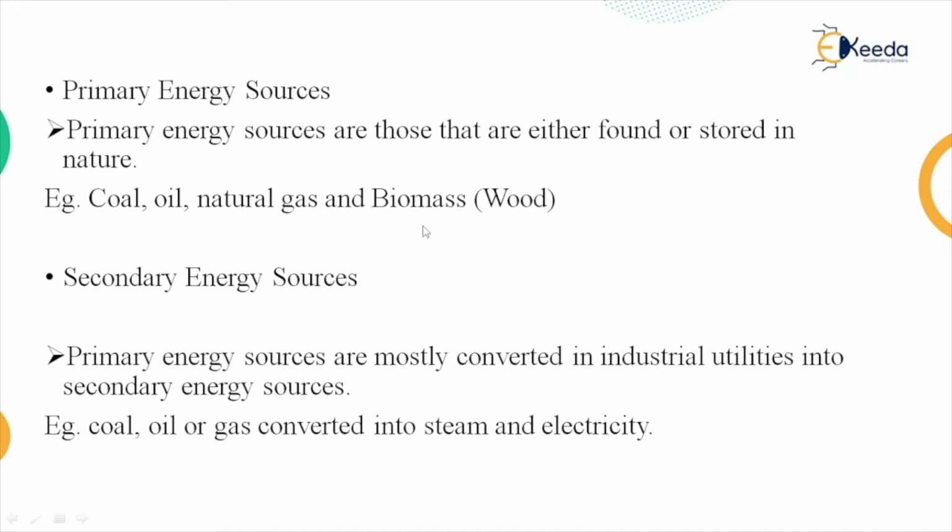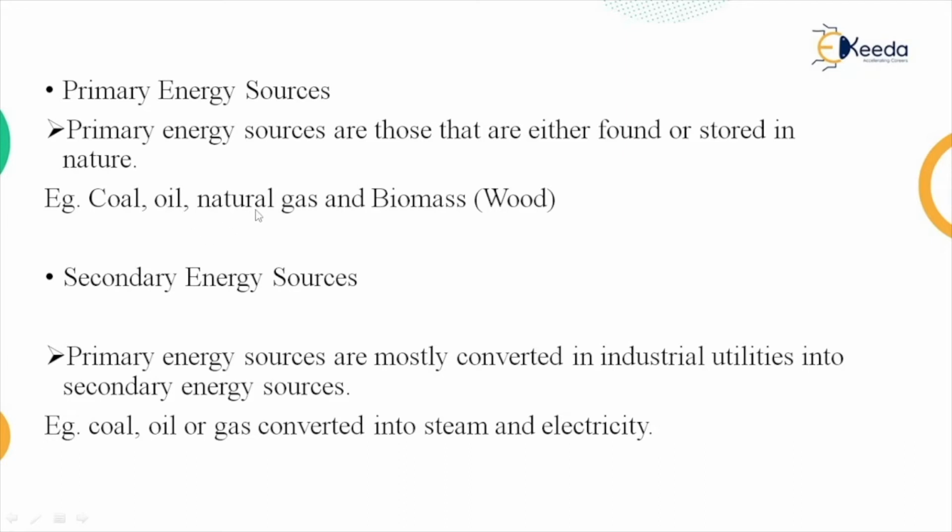Means wood. Then secondary energy sources are the energy sources which are derived from the primary energy sources. Primary energy sources are mostly converted in industrial utilities into secondary energy sources. For example, if we have an electrical load, then we require electrical energy. Then thermal energy is converted into electrical energy. The energy from coal is converted into electrical energy. Energy from oil is converted into electrical energy.